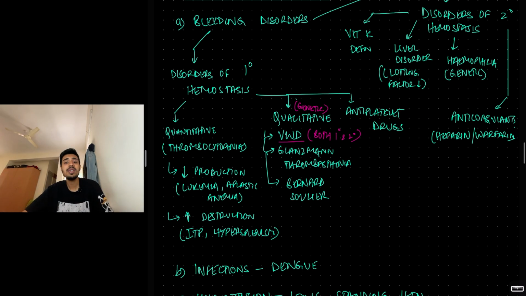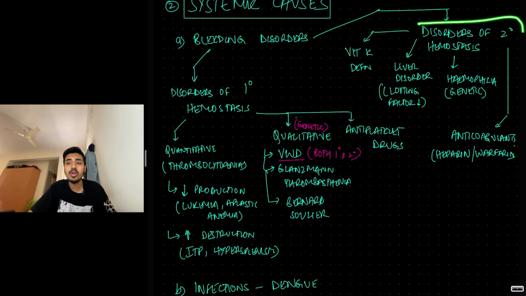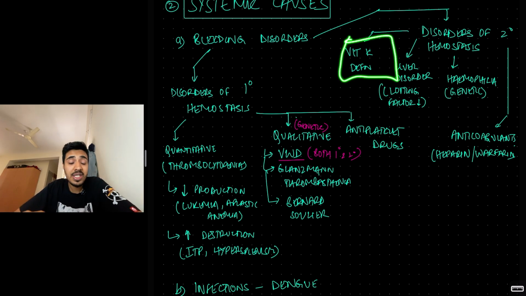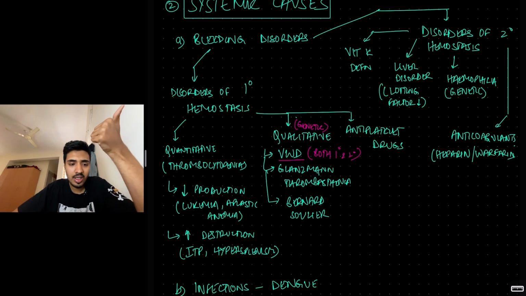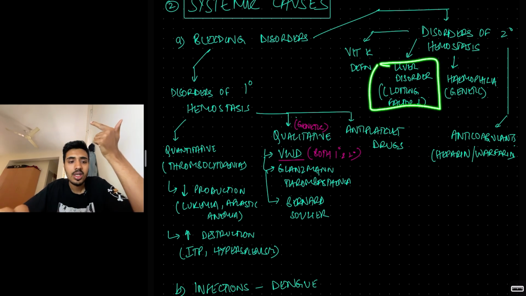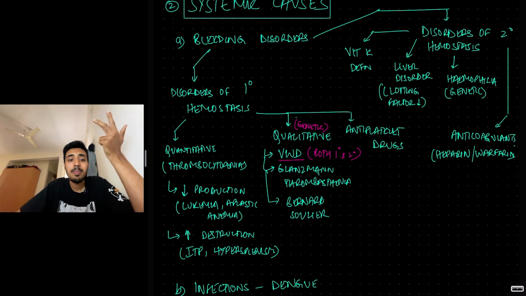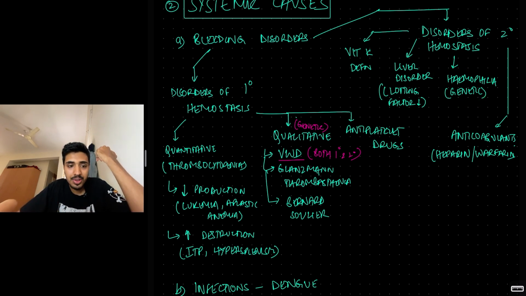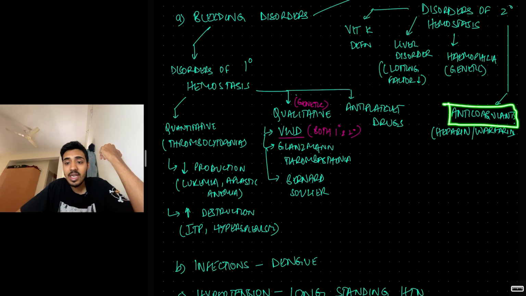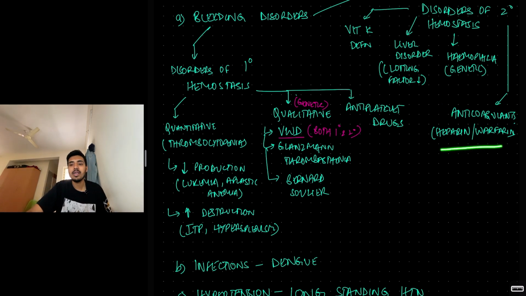Then the patient can also have disorders of secondary hemostasis. Whenever you think of secondary hemostasis, you'll immediately think of clot formation and something wrong with the clotting factors. For example, the patient has vitamin K deficiency, so clotting factors are not maturing. Or the patient has liver disorders, so clotting factors are not being produced. Or genetic disorders like hemophilia, where clotting factor 8 is not being produced. Or the patient is on anticoagulants like heparin and warfarin, which inhibit the clotting factors.